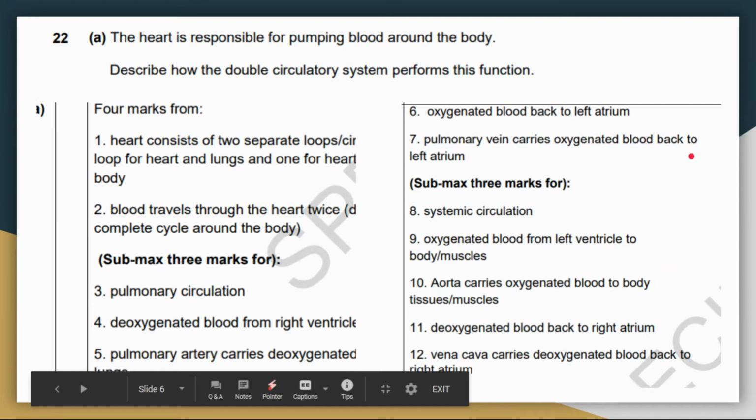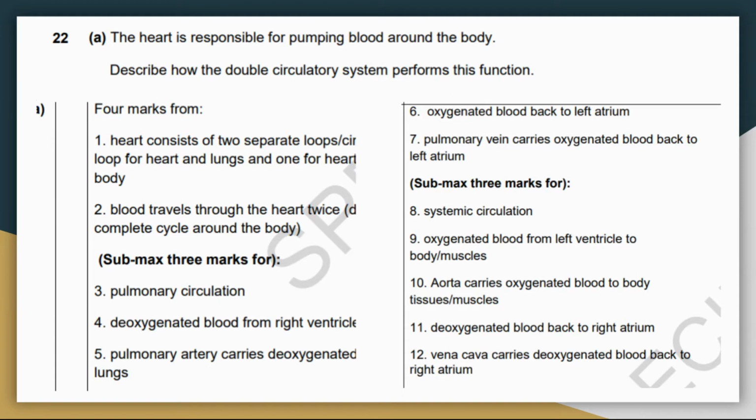So again, it just shows us how useful it is to know each part of the heart and also be confident in discussing the path of the blood, because if you know that image of the heart well and you can label that heart, then you can pretty much answer any question that the exam paper can throw at you on that topic.